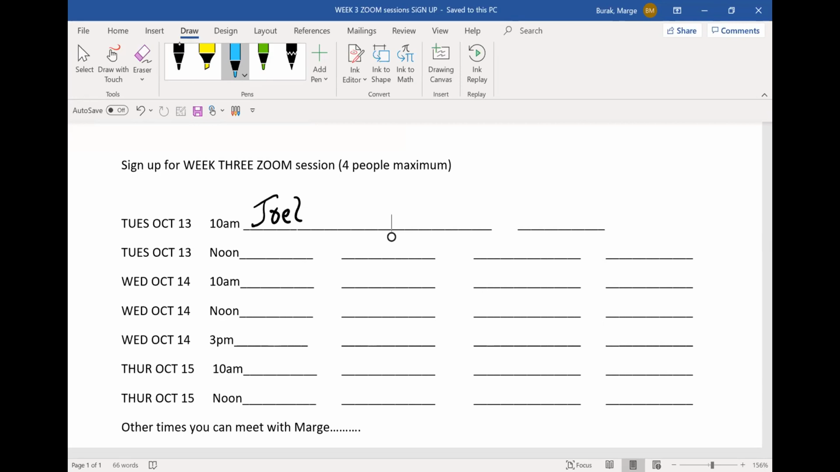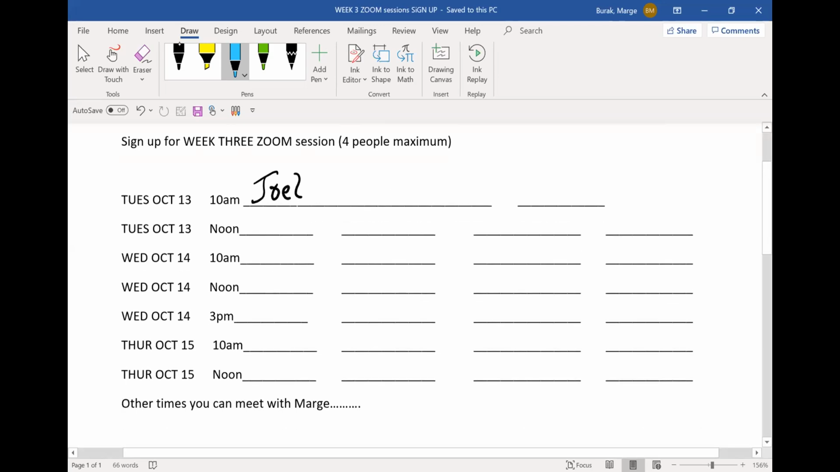So Tuesday's a good time. I've got Tuesday at noon, Wednesday at 10, Wednesday at noon, Wednesday at 3, Thursday at 10, Thursday at noon. And if none of those work for you, then we work it out. I can do afternoon, evening, but I need to be careful with that. So usually, Marge, really, the only time I can meet with you before Thursday is, and we set it up. Okay, so give me a time right now.